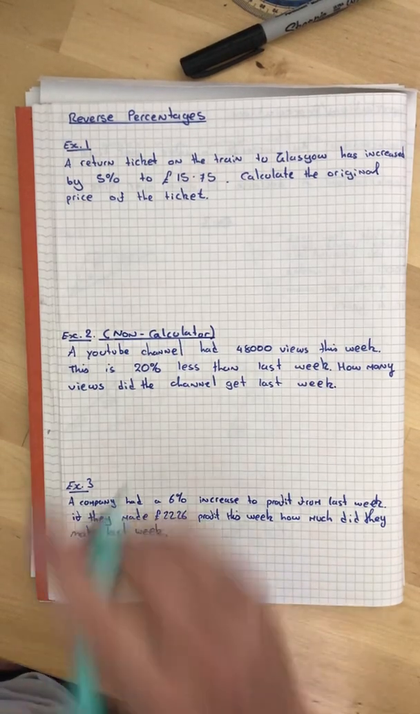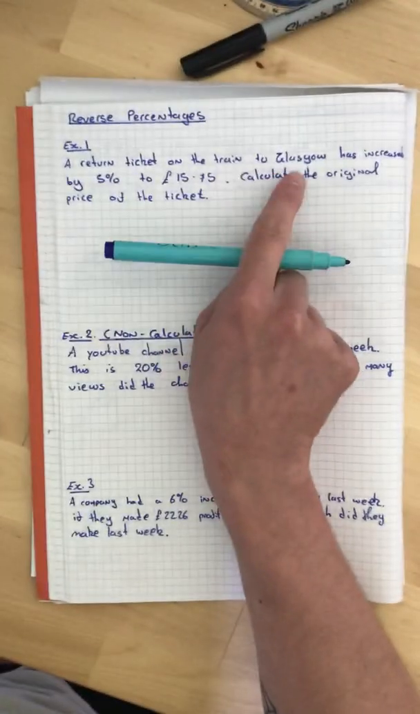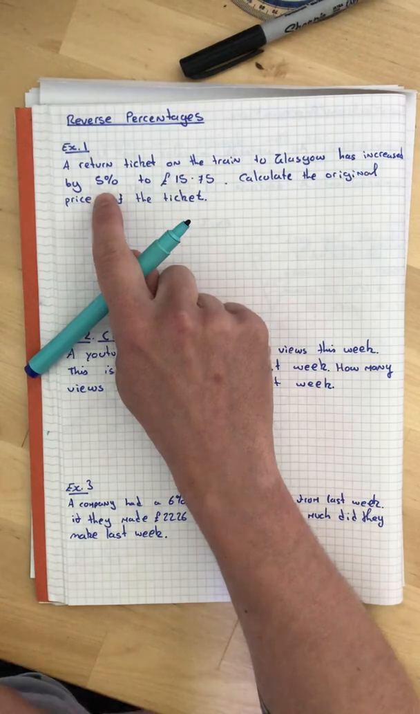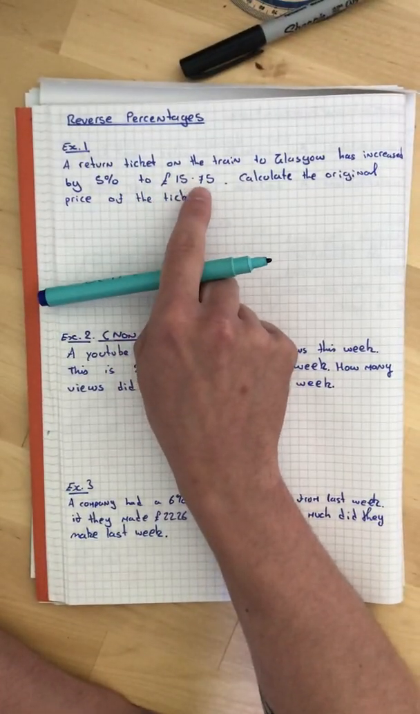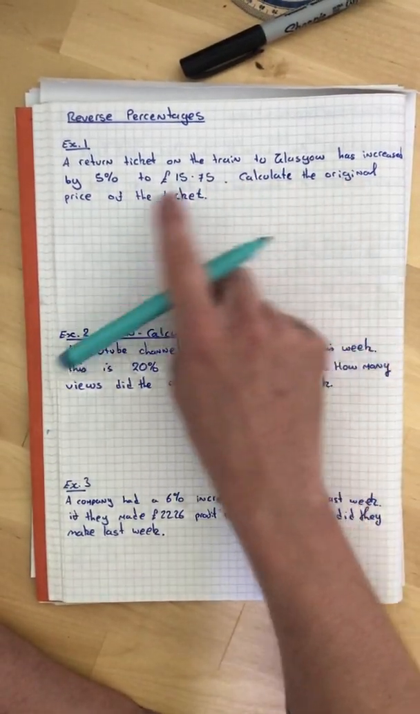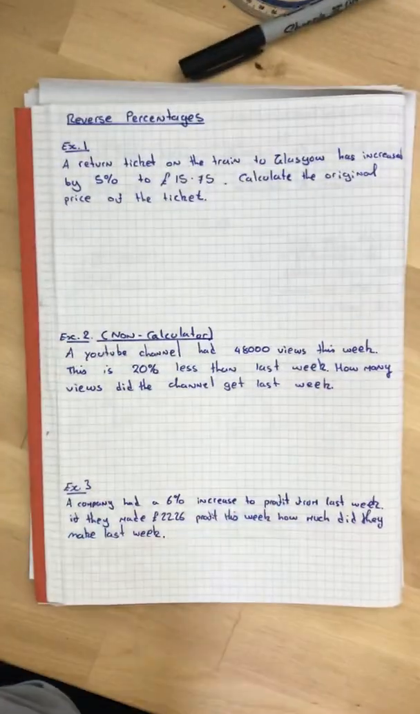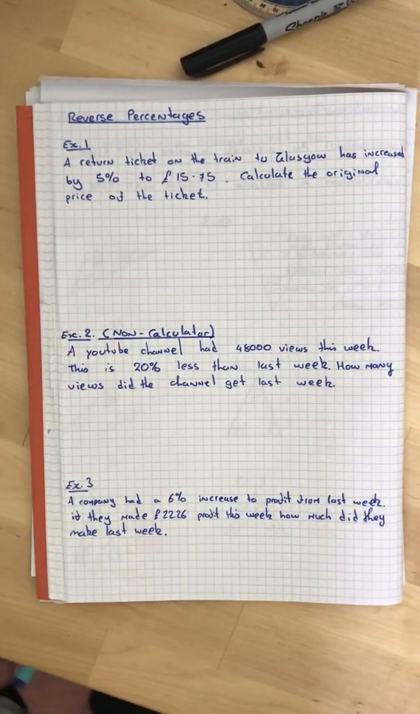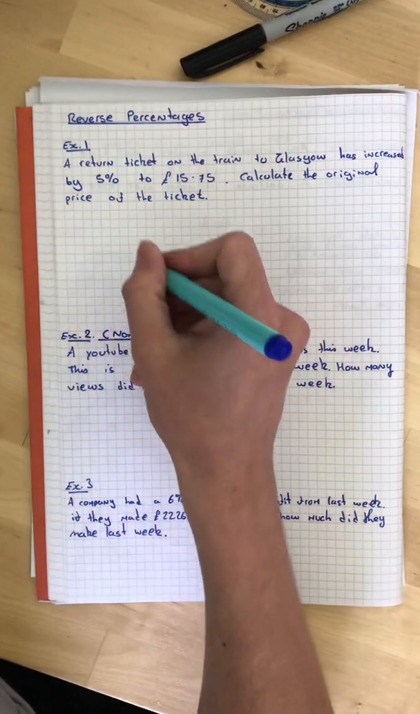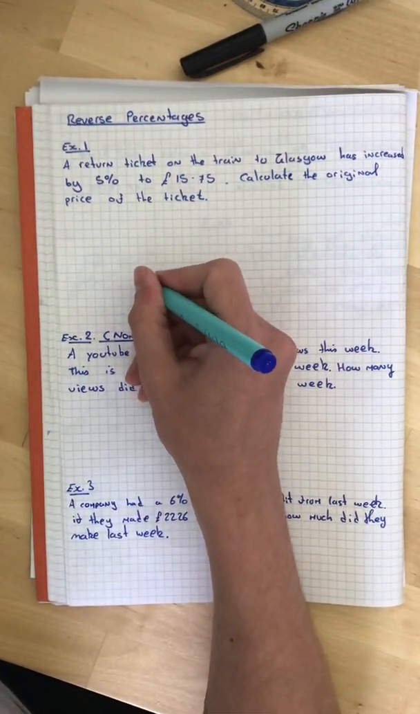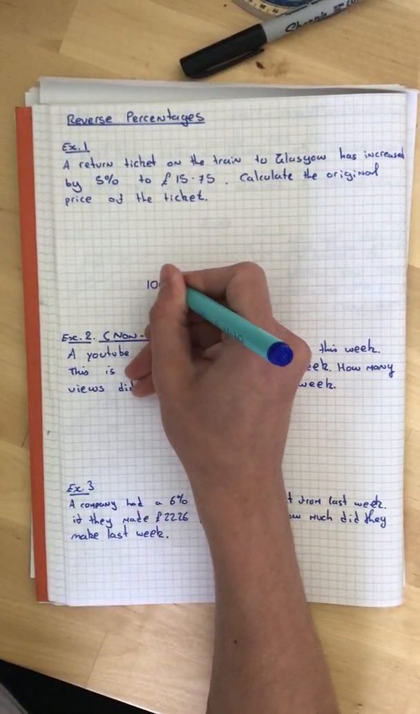So if we read them through, a return ticket on the train to Glasgow has increased by 5% to £15.75. Calculate the original price of the ticket. So the way we do this, we set up. Ultimately what we're trying to find out is what the original price was. Let's call that 100%.